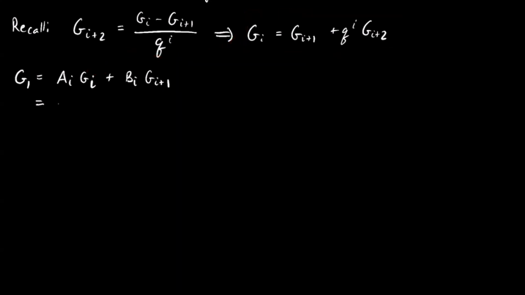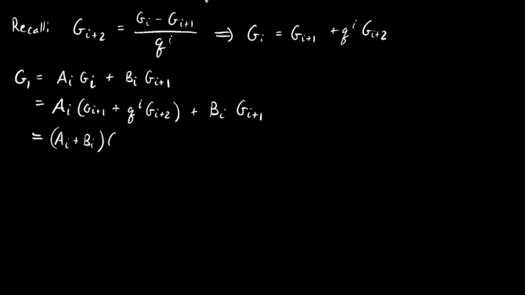Right? I know I can do this replacement, so there's going to be a_i times g_{i+1} plus q to the i times g_{i+2} plus b_i times g_{i+1}. Okay, so let's combine our terms. Let's put some stuff together. This is going to be, well, what are the g_{i+1} terms? It's a_i plus b_i times g_{i+1}. And what are the g_{i+2} terms? Well, there's going to be a q to the i times a_i times g_{i+2}.